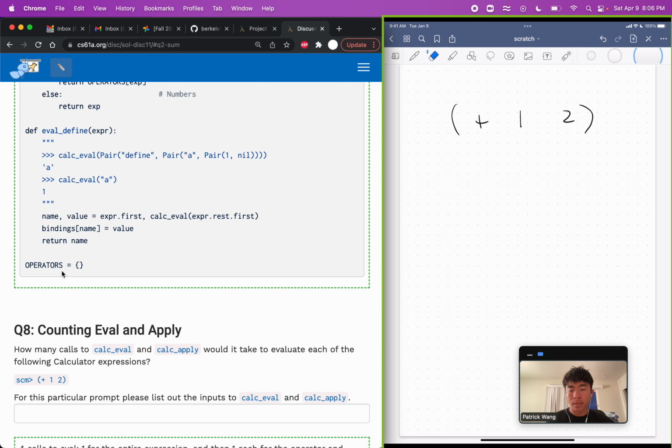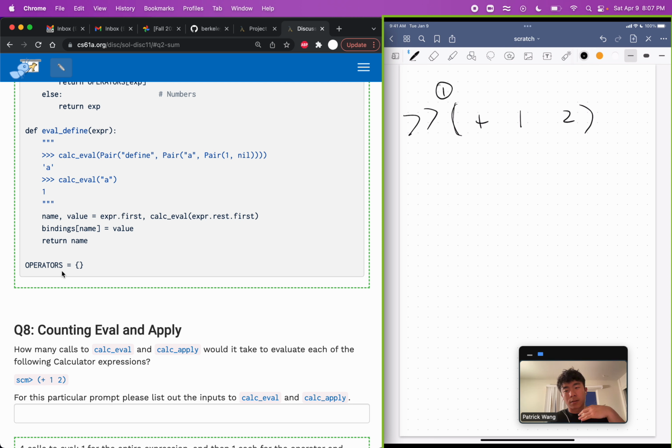Starting off, we have the expression parentheses plus 1, 2. If you imagine this is inside the interpreter, it's going to convert it to a readable format, so pair of plus and all of that. I'm not going to write it all out. After we convert it to that format, we're going to call calc eval on the entire thing. So that's one operation, one calc eval done.